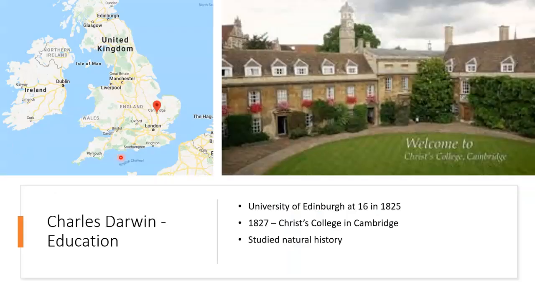He was educated at the University of Edinburgh. At 16, he went to college in 1825. In 1827, 2 years later, he switched to what's called Christ's College in Cambridge. So Edinburgh is way up here, and here's Cambridge way down here, close to London. And he studied natural history.